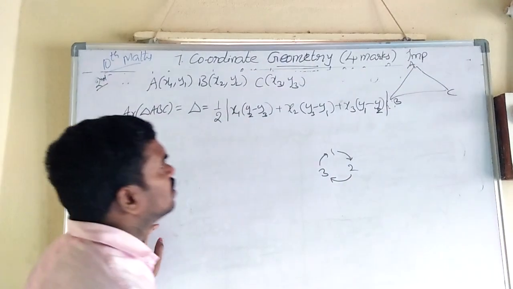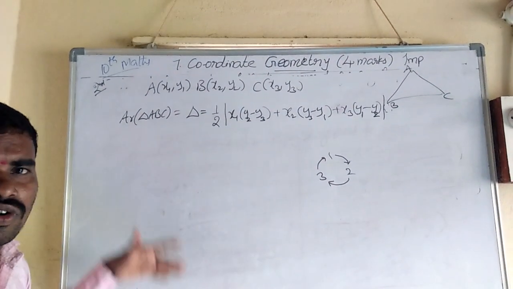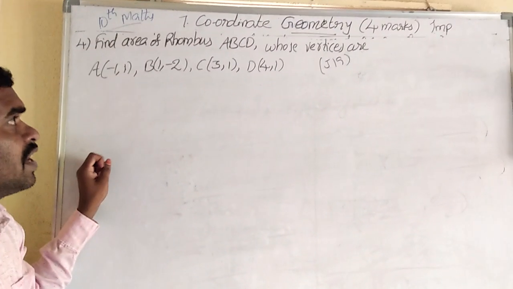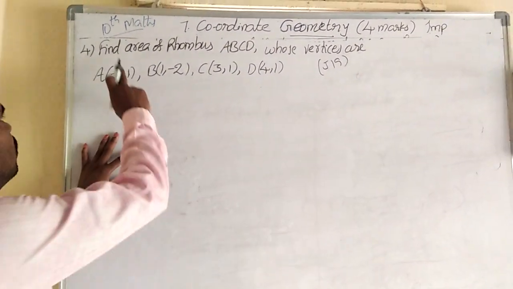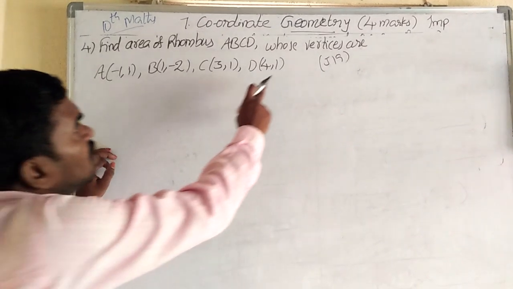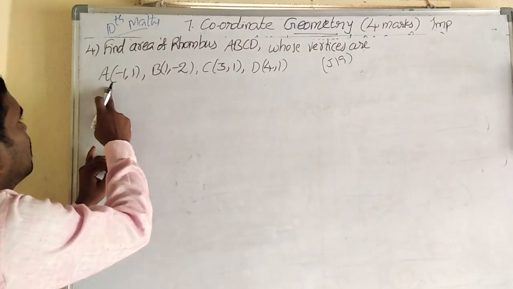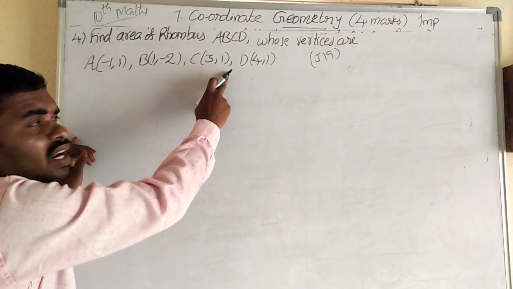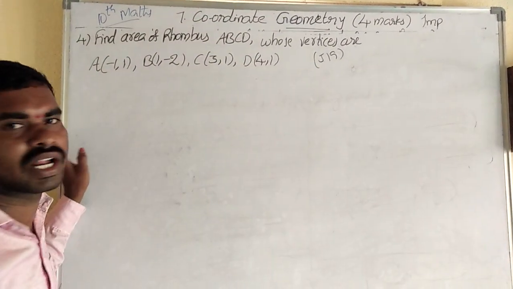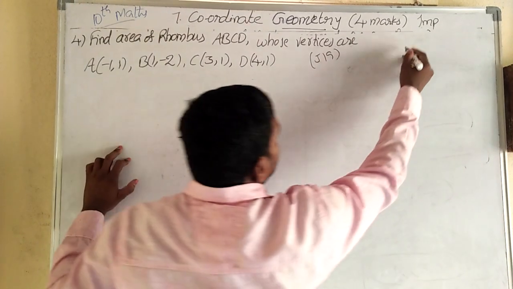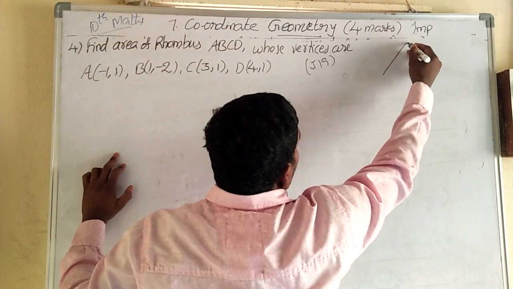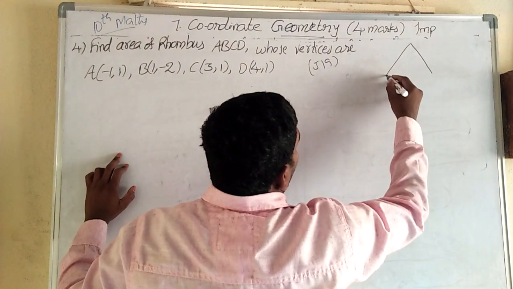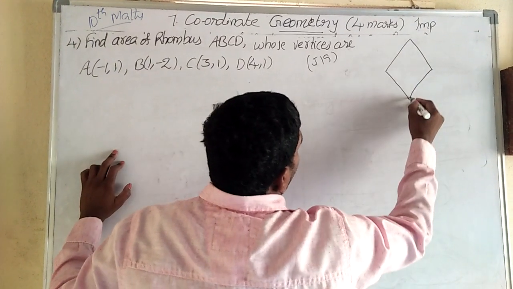Okay, now let us take some questions on this. Based on area of triangle, one question. Find the area of rhombus ABCD whose vertices are A(minus 1, 1), B(1, minus 2), C(3, 1) and D(4, 1). What is a rhombus? In a rhombus, all sides are equal but the diagonals are not equal.